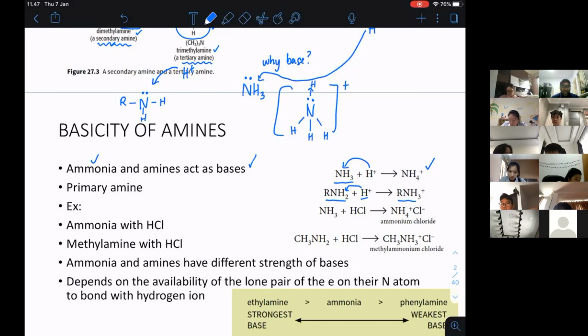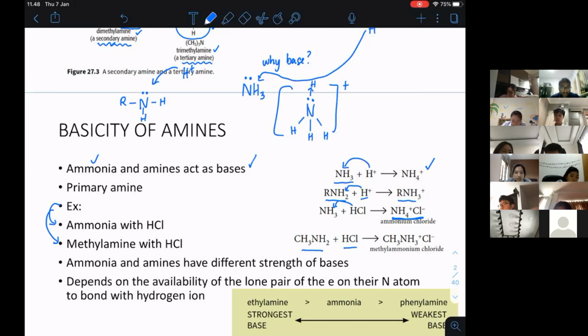So other examples, you see, these are the examples. If you have ammonia reacting with HCl, the H plus will come over here. So you will get the ammonium ion with chloride ions, so it's going to form ammonium chloride. The same thing if you have methylamine reacting with HCl. Can methylamine react with HCl? The answer is yes, because they are going to be bases.